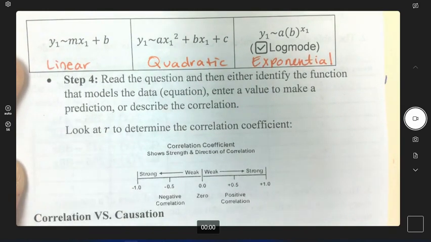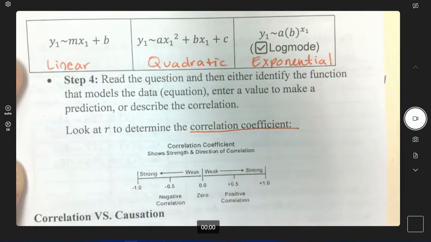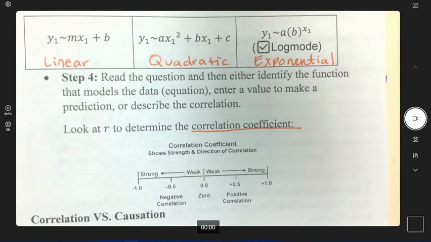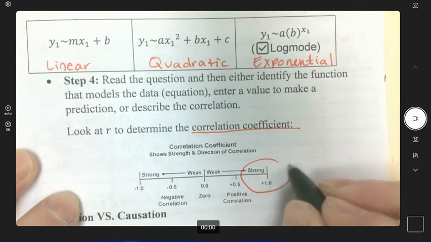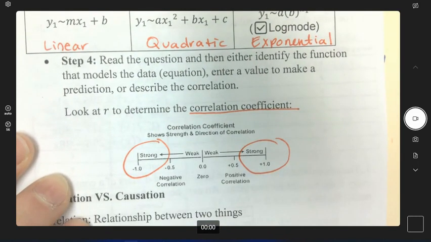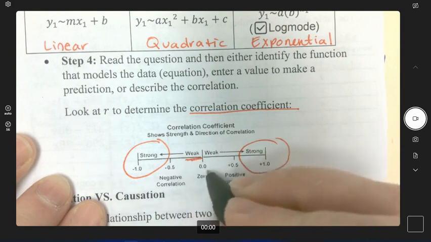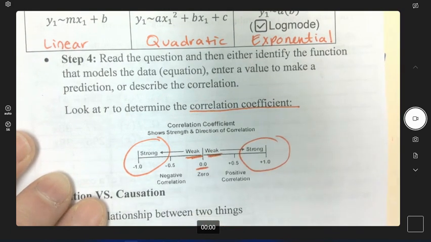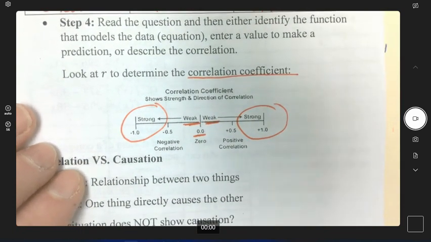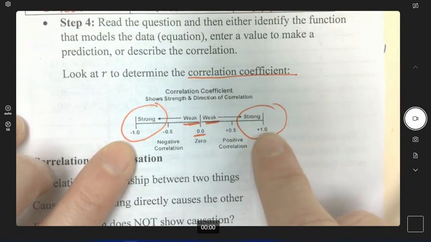So whenever you are describing, you'll see this word correlation coefficients. That describes how strong the relationship is between two variables. The closer it is to 1, whether it's positive or negative, is strong. But close to 0 is considered weak. So if you want a strong correlation, you want it close to 1 or negative 1. And then the sign also tells you if it's positive or negative.